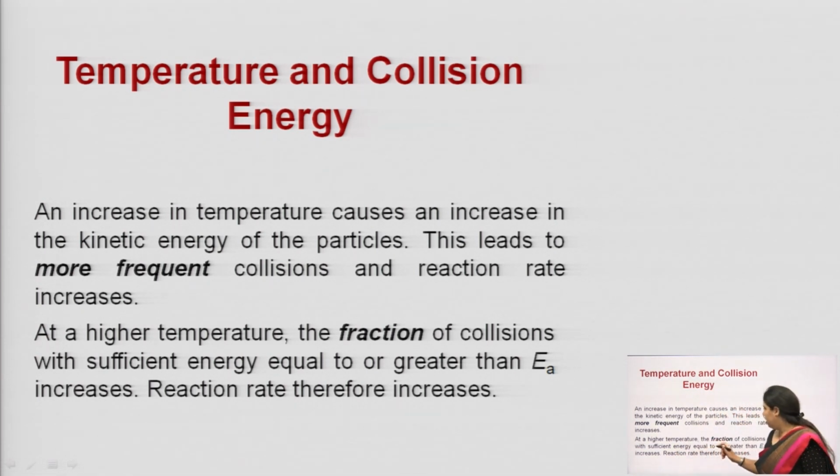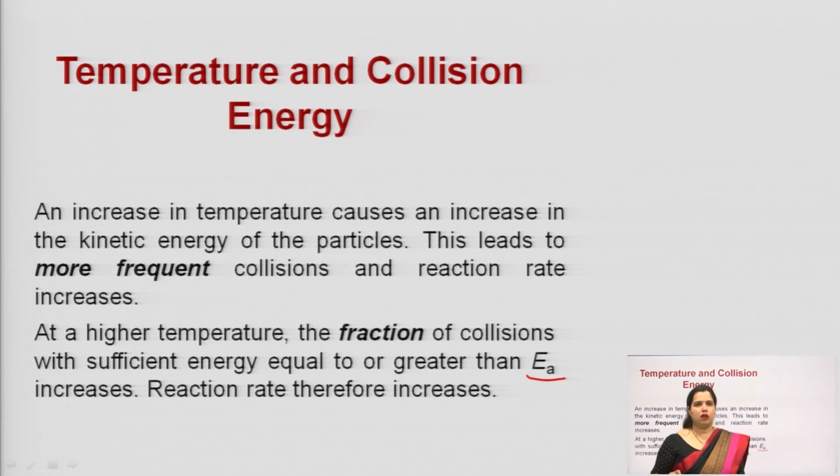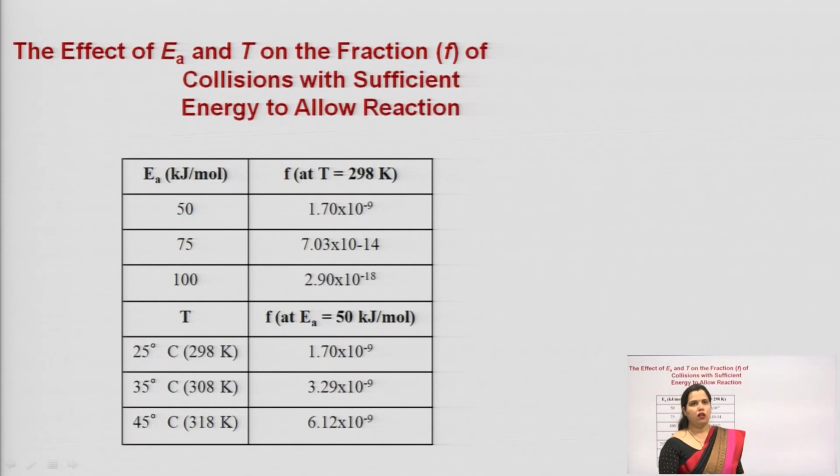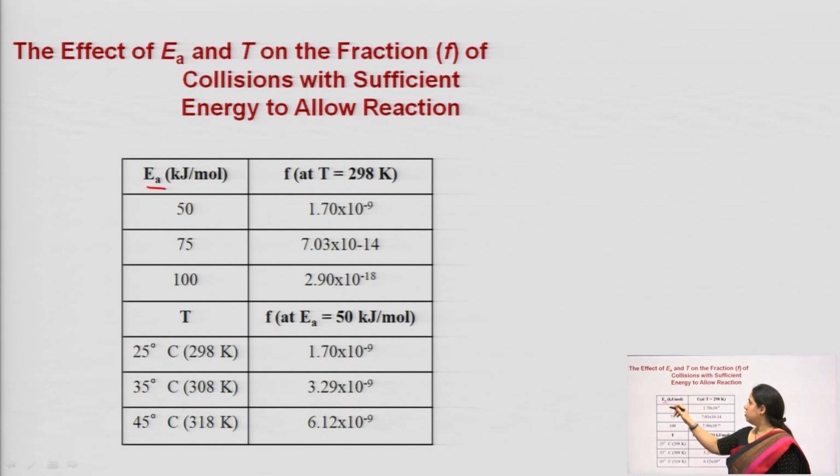This E A is your activation energy, right. So, it increases the reaction rate. Higher the collision, greater the rate of reaction. This shows the effect of E A and T on the fraction F of the collisions with sufficient energy to allow reaction. Basically, this is a table representing the temperature value and E A, the activation energy, an energy threshold above which the particles are exceeding.